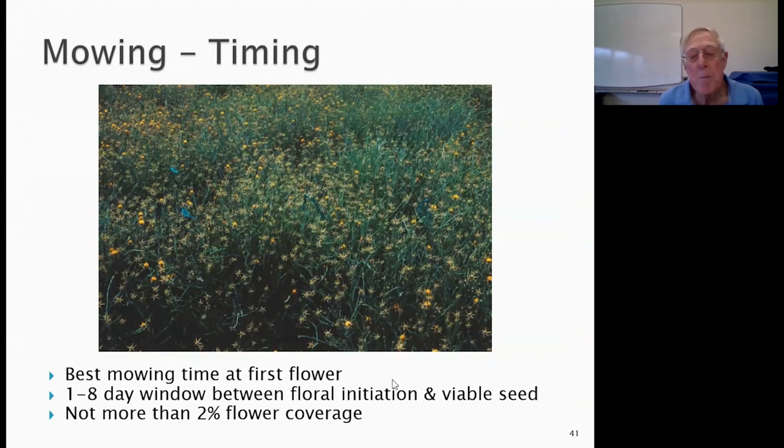So the timing, we talked about this. The best mowing time is at first flower. And what you're looking at here, you can see this star thistle has lots and lots of flower buds on there, but only a few are actually opened into full flower. So what you're looking for is 2% coverage or less. That's when you want to mow. At 2% coverage, you have about 8 days, and then you're going to have viable seeds. So that's your last opportunity to knock this thing down.